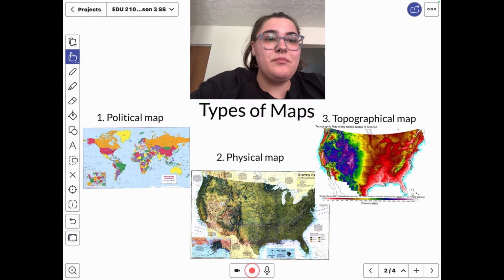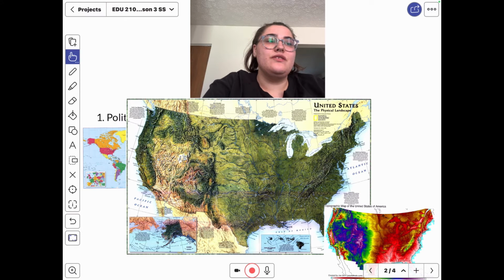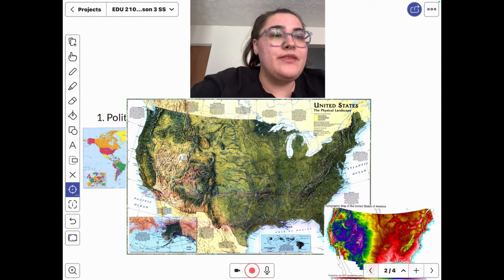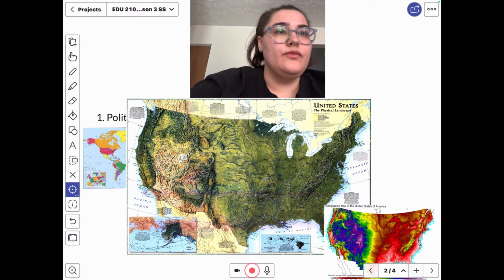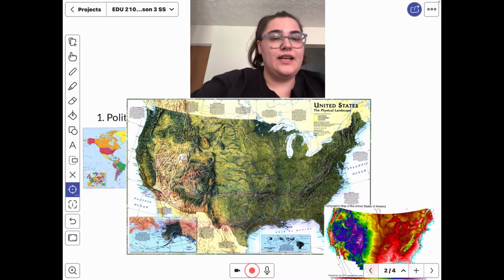Our second type of map is a physical map. A physical map shows the physical features of a place or country, like rivers, mountains, forests, and lakes. On this map, the title is United States, the Physical Landscape. On this map, we can see different mountain ranges and the blue rivers that flow through the United States.